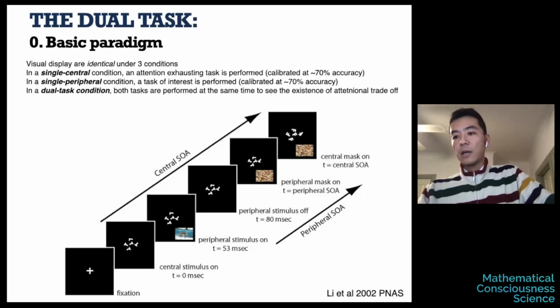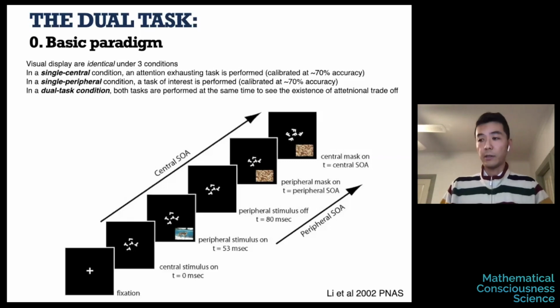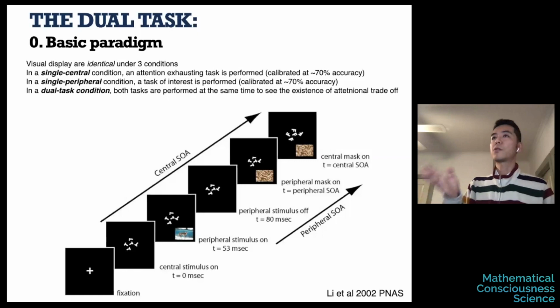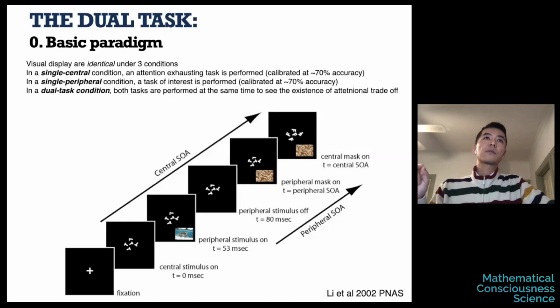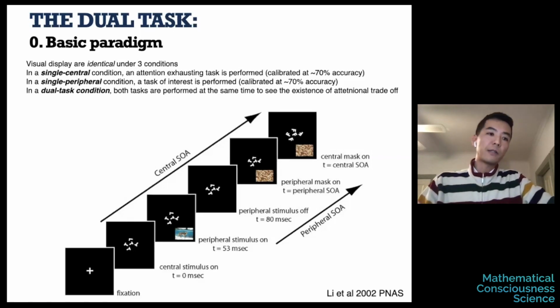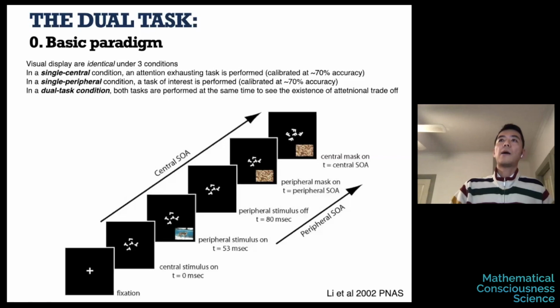In both of these cases, single central and single peripheral tasks, we manipulate the stimulus characteristics so that both of the tasks are as difficult as, like, 70% accuracy. So each of the tasks is on its own very difficult using this stimulus manipulation. Finally, with that calibrated difficulty, we let these two tasks compete together. That's called the dual task condition. The idea is that if the first task consumes most of the attention, then the second task cannot be performed. But if the second task does not consume attention, then we should be able to do both tasks at the same time without any cost.